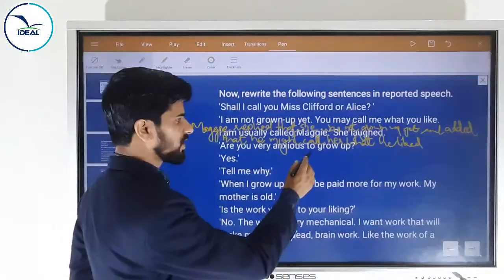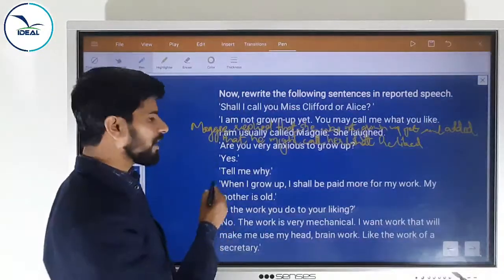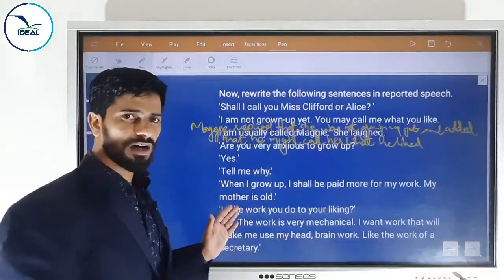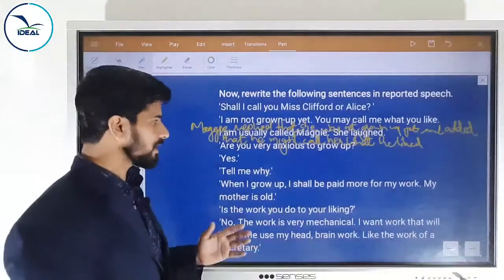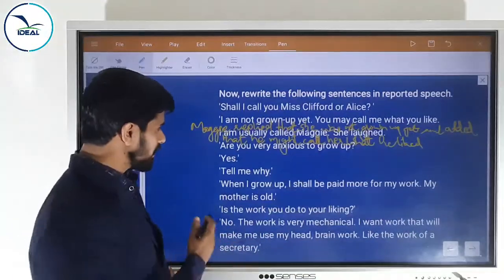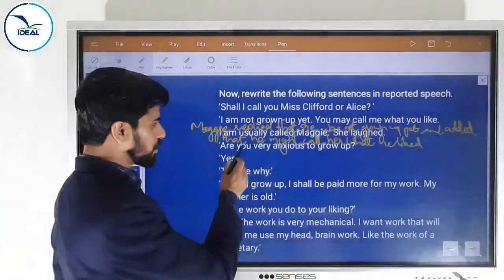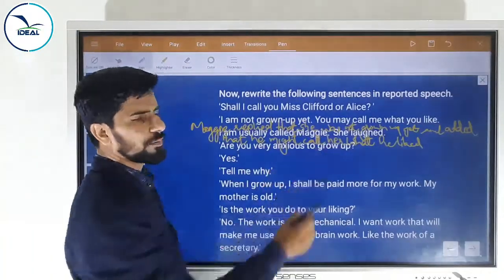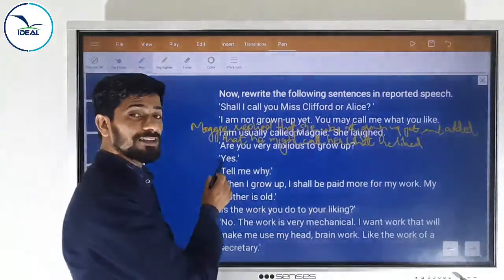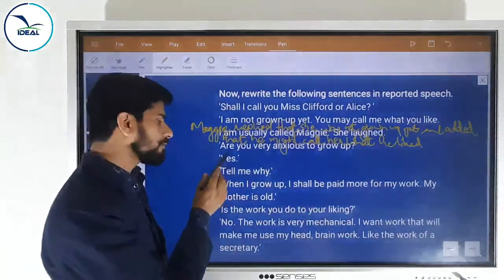Okay, are you very anxious to grow up? I further asked. It is Gupta, no? Then I further asked. Otherwise, Gupta further asked. So if Gupta tells this incident to someone else, he can use I. And if we say this to someone else, Gupta asked or he asked. He further asked if she was very anxious to grow up. Maggie replied in the affirmative. She says yes, no? Maggie replied in the affirmative.